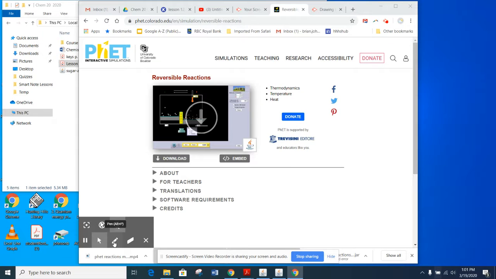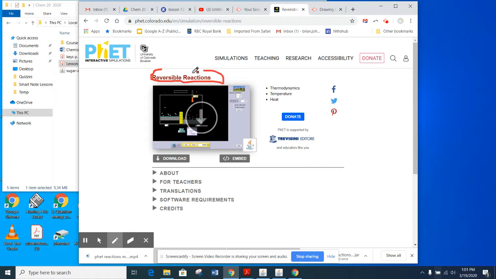Hey, how's it going? So I'm going to take about 5 minutes or so to show you guys two PhET interactive simulations that you can use to better understand reactions and reaction kinetics. The first one that we're going to use is reversible reactions. If you Google PhET reversible reactions, here's our title.